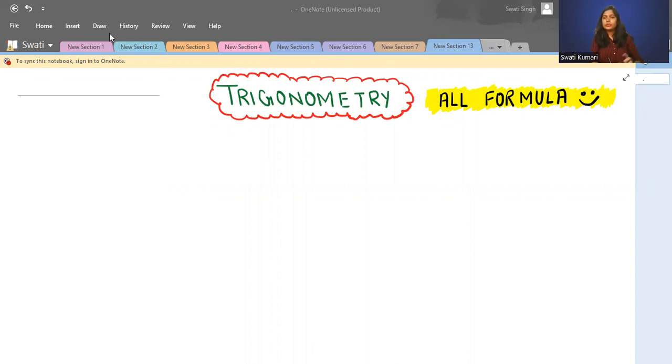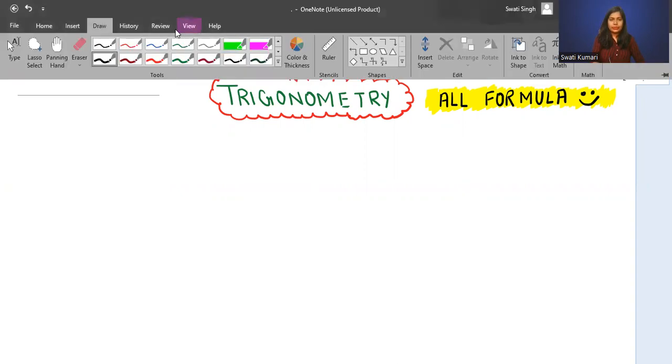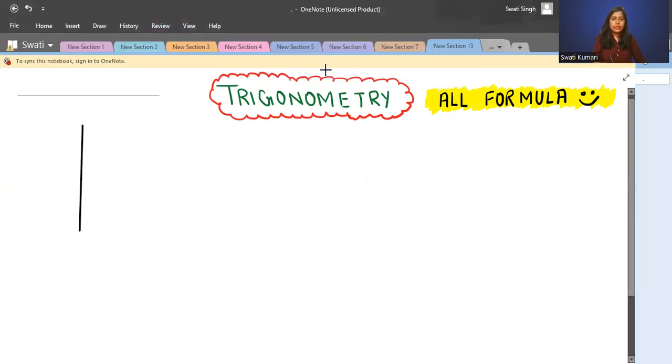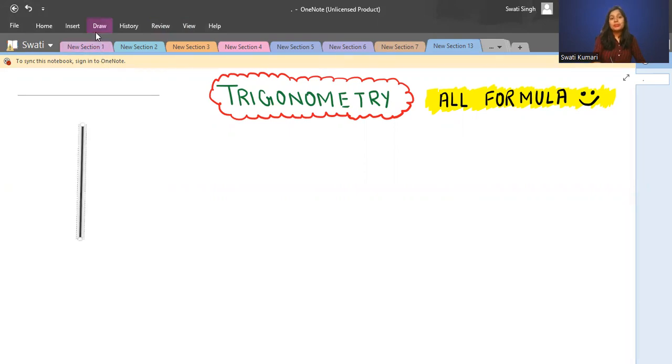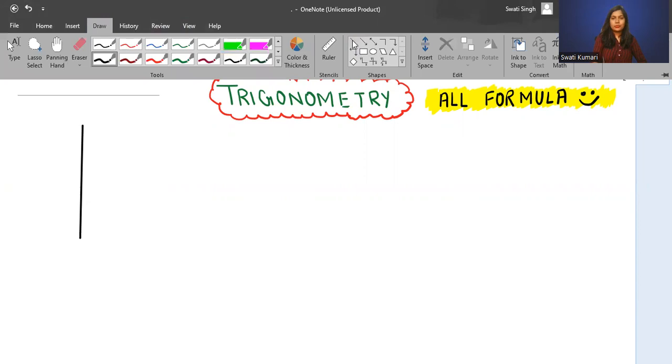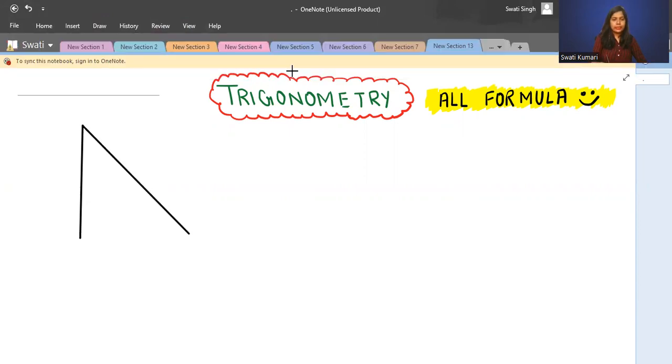Before going to the first formula, I'm going to draw here a triangle. I'm going to take a right angled triangle, because in trigonometry we basically talk about right angled triangles. So this is our right angle triangle. And clearly this is a right angle triangle because one angle is 90 degrees. So this is A, this is B, and this is C. And this is 90 degree.